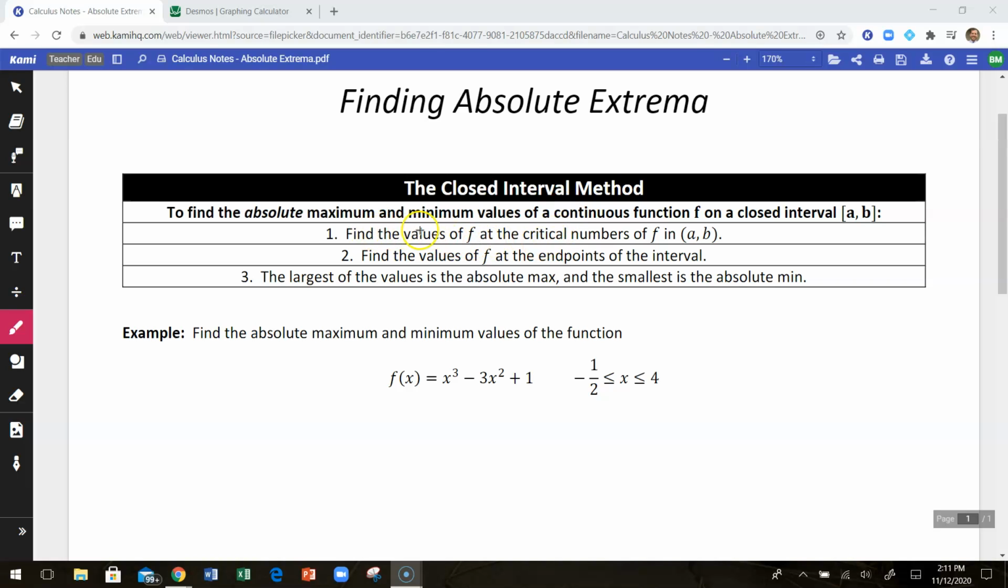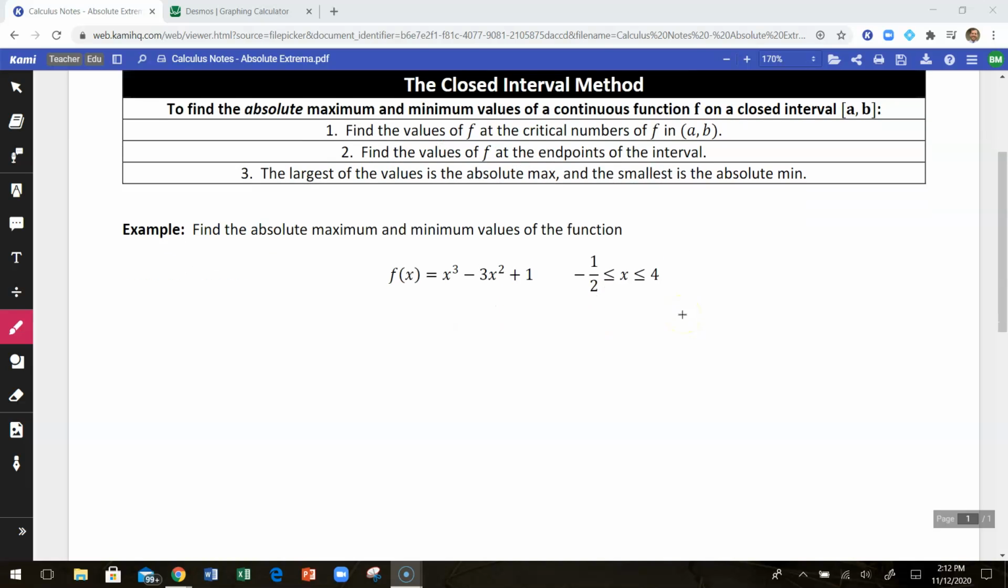So your steps are to find the values of f at the critical numbers of f. So we're going to look at, in the interval from a to b, where are your critical numbers there? So I'm going to take the derivative and find those critical numbers. Then we want to find the values of f at the endpoints of the interval. So I want to find what the y values are of the endpoints of my intervals. And then once I have all of those y values for what happens at my critical numbers and what happens at the endpoints, I just simply look for the largest value to get my absolute max and the smallest to get my absolute min.